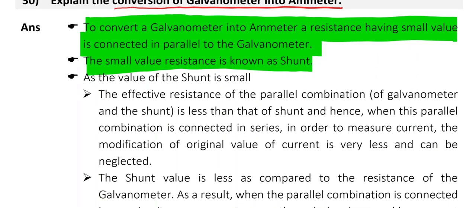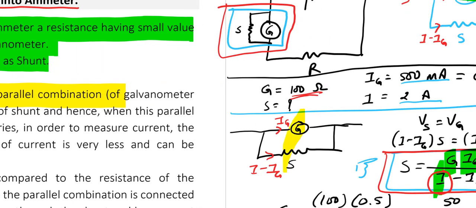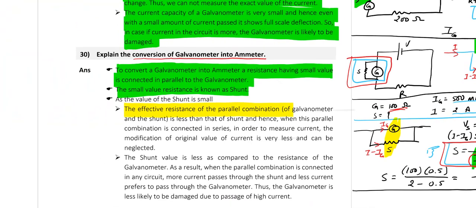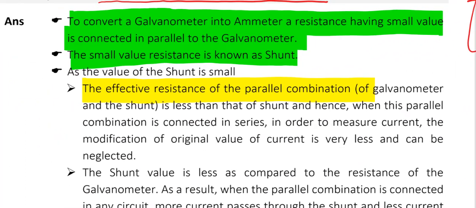So as the shunt value is less, what happens? The effective resistance of the parallel combination. Which parallel combination we are talking about? We are talking about this parallel combination of shunt and galvanometer. So the effective resistance of parallel combination of galvanometer and shunt is less than the shunt, and hence when this parallel combination is connected in series, in order to measure the current, the modification of original value of current is very less.